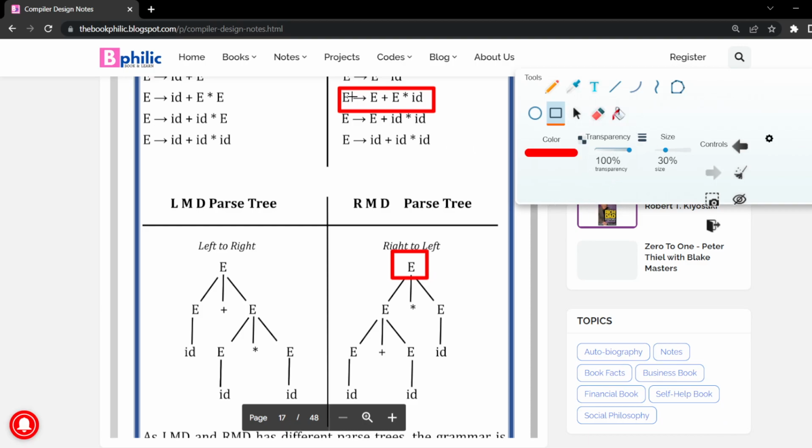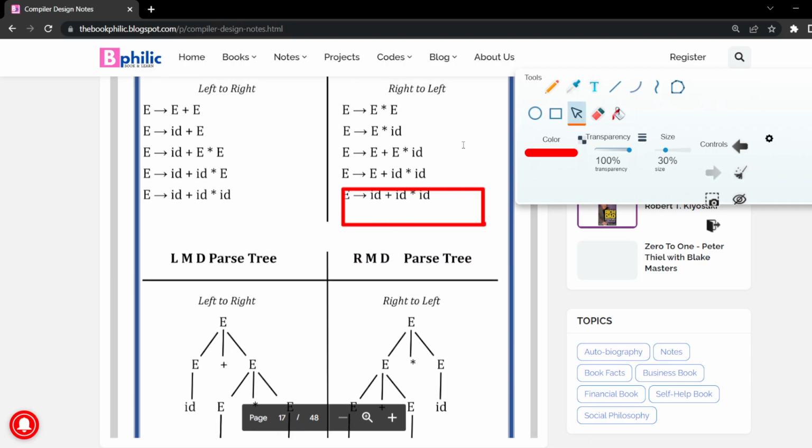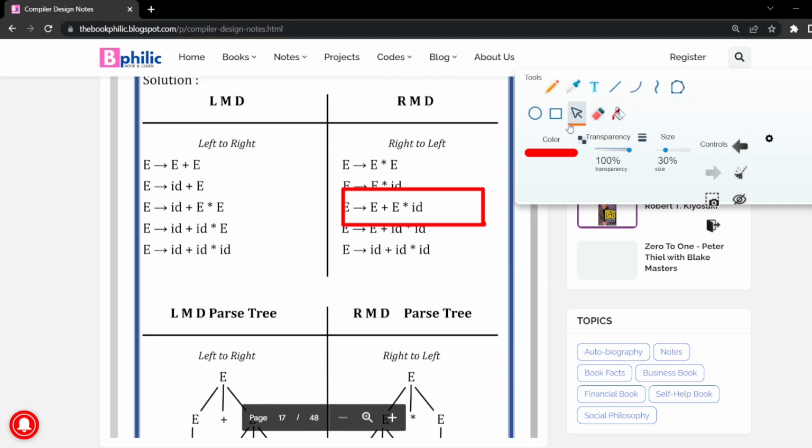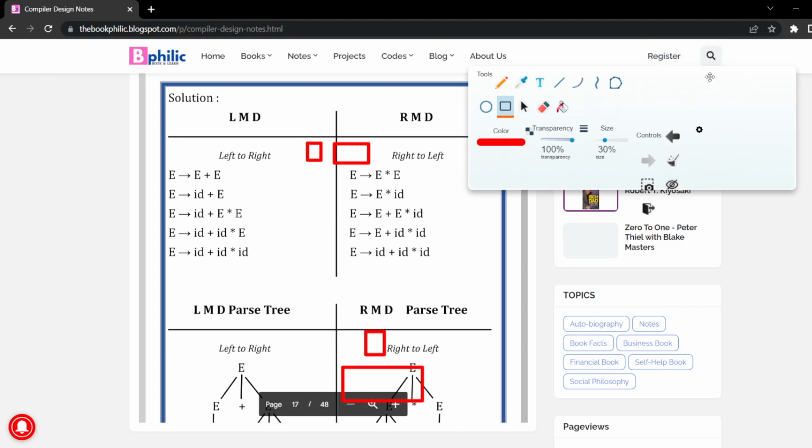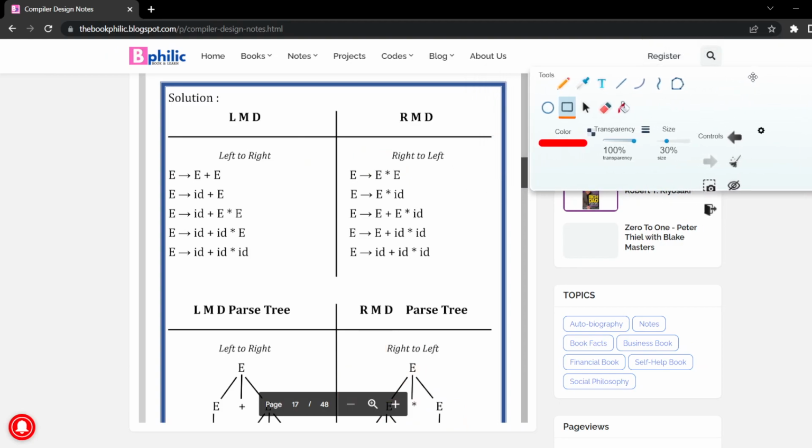Okay, so as you can see right over here, now we want to derive the RMD parse tree. So we want to derive the RMD parse tree using the same rules of grammar that we have used. So first of all, this start symbol capital E is written right over here, and this capital E is being derived into capital E star E, which is written right over here. So you can understand it. Now I am just minimizing this so that you can understand very well.